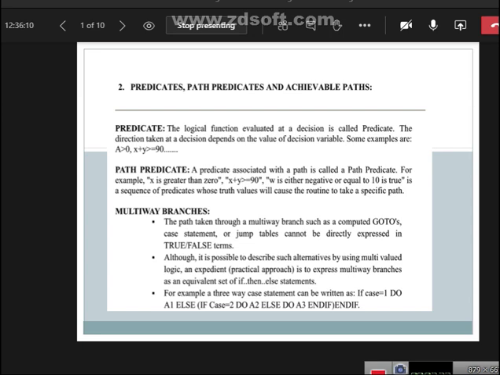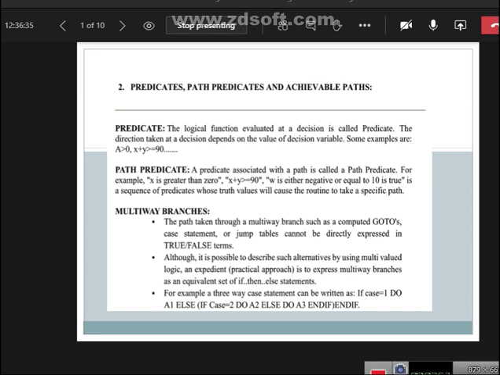In this example, if x plus y is greater than or equal to 90, we go for one statement. If it is less than or equal to 90, we go for the other statement. This is the difference. Based upon this decision only, we take the direction. Do you understand what a predicate is?